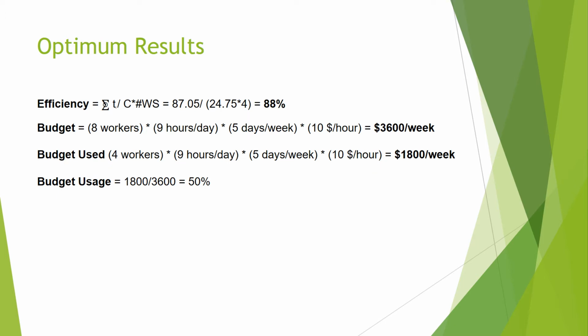So our initial results were we found that the assembly line was 88% efficient, and we calculated that our budget was $3,600 per week by using the number of workers, their hourly wage, how much they work, and we found that our assembly line only required half of that, which alludes to the fact that our budget was 50% efficient.